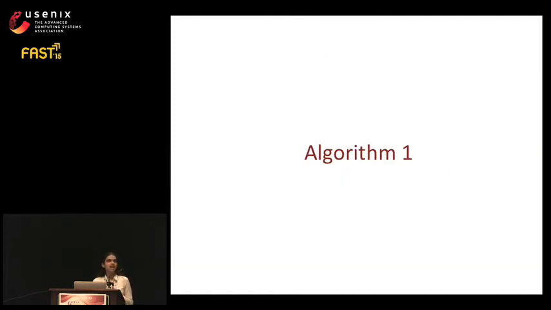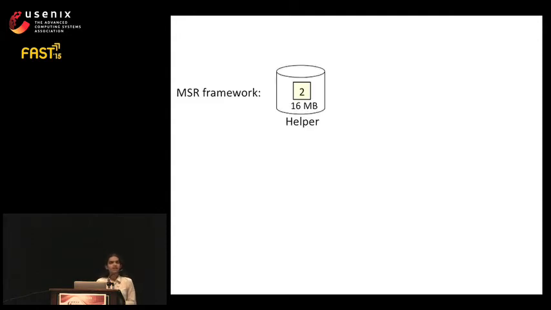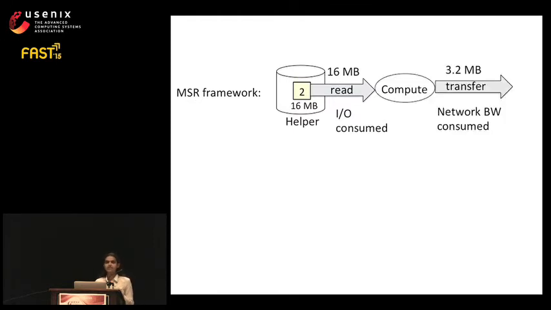Okay, now let us see how these transformations can provide this kind of performance improvement. Recall that in the MSR framework, at the helper, the block was read. In our example, it was 16 megabytes. A function was computed, and the resultant, which is of much smaller size, 3.2 megabytes, was transferred. So while the bandwidth consumed was minimal, IO consumption was not reduced.